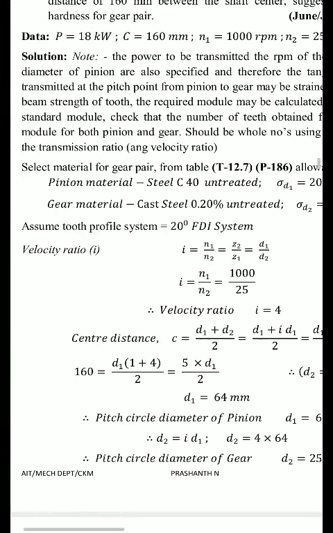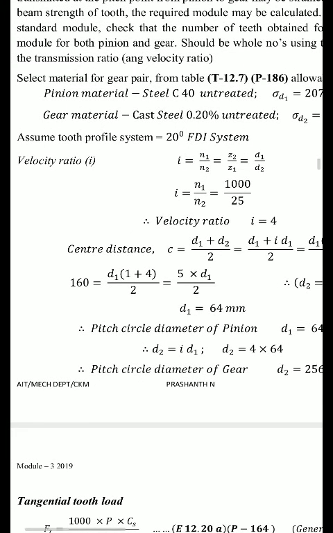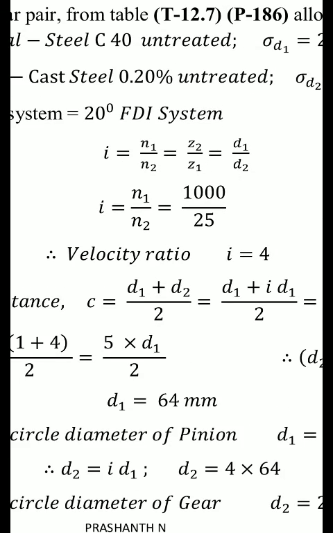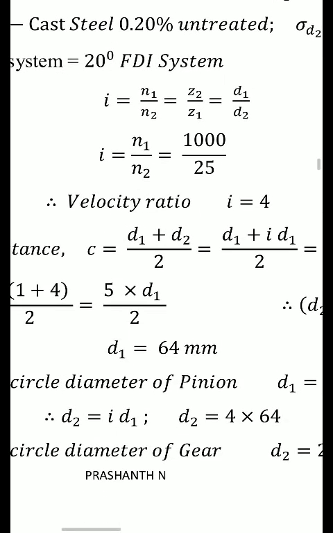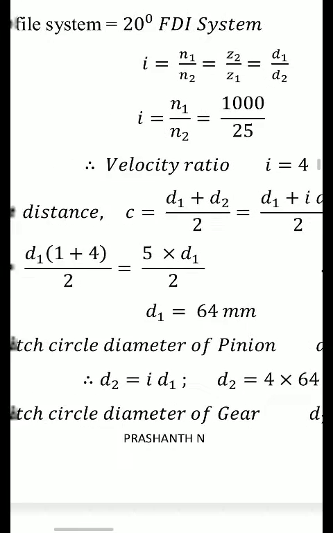And next, assume tooth profile system is 20-degree full depth involute systems, and the same thing what we did in the previous problem, the same procedure I have to follow. The velocity ratio, find out: I is equal to N1 by N2, Z2 by Z1, D2 by D1. This one is D2 by D1, not D1 by D2. I is equal to N1 by N2, find out the velocity ratio.